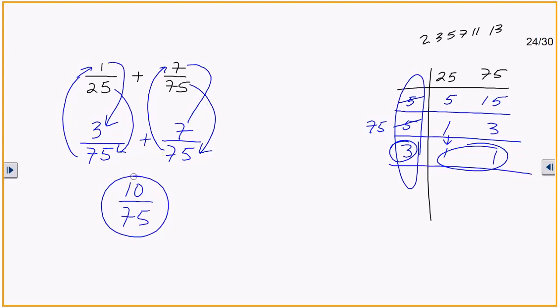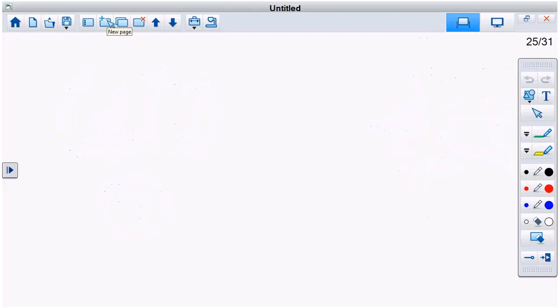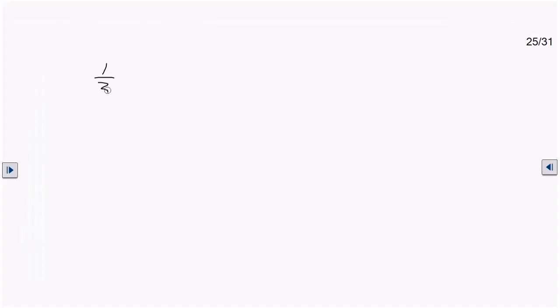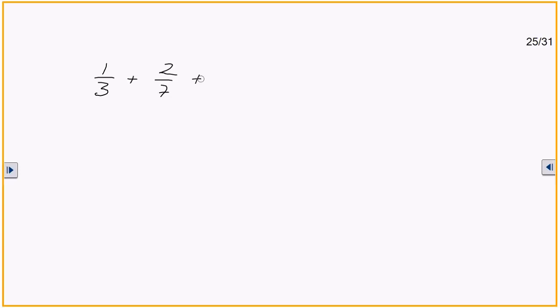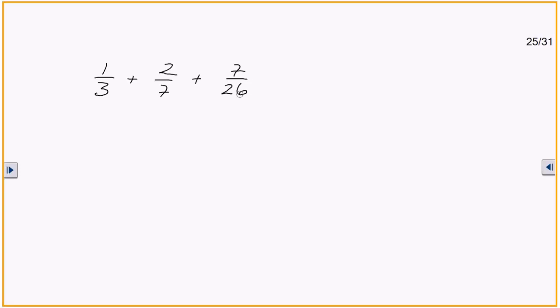So let's do another one. And let's do one that's not so simple. Let's do one that you have to really think about. 1 over 3 plus 2 over 7 plus 7 over 26. Now, unless you take a calculator and do some manipulation with the denominators here, you're not going to know what the denominator is on this one.